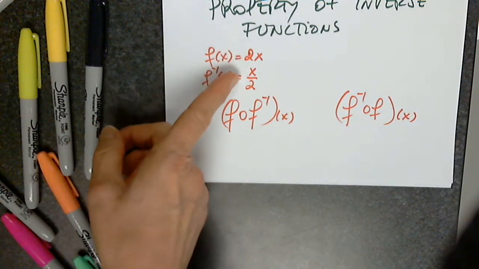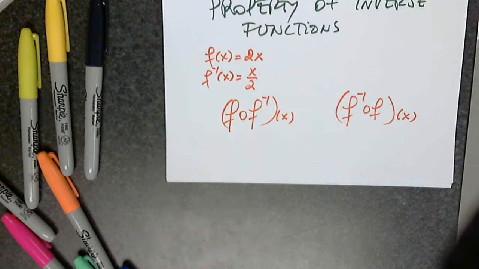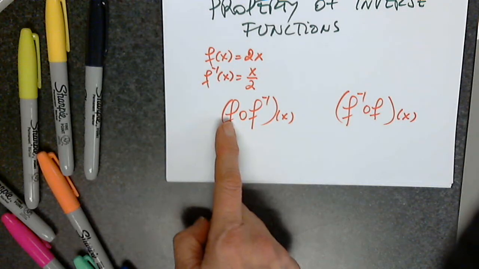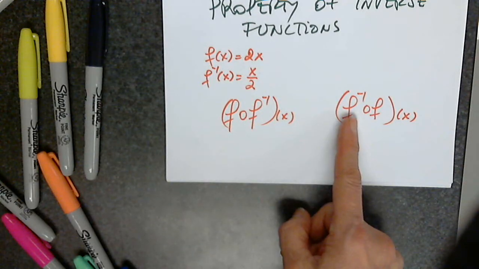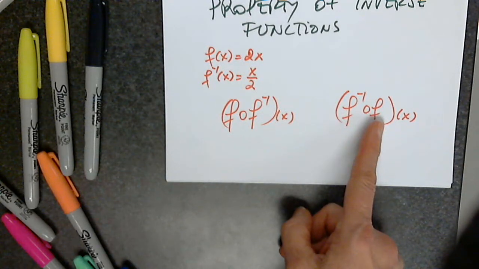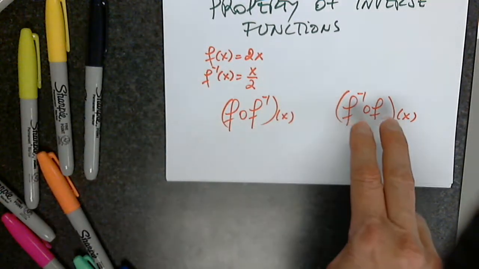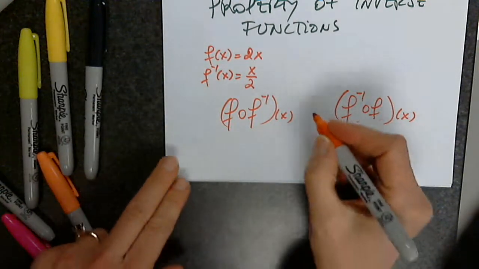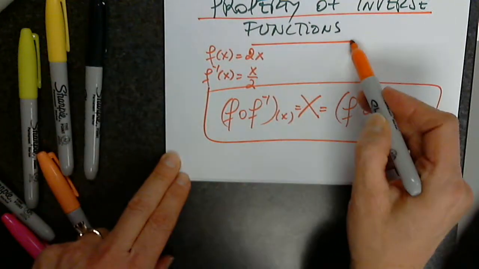Because you agreed with me that multiplication by 2 and division by 2 are inverses of each other. So multiplying by 2 after I divided by 2, or dividing by 2 after I multiplied by 2, what happened to x? Nothing happened to x. So if these two are inverses of each other and they are applied in any sequence, what should the answer be? That's it. This is the property of inverse functions.